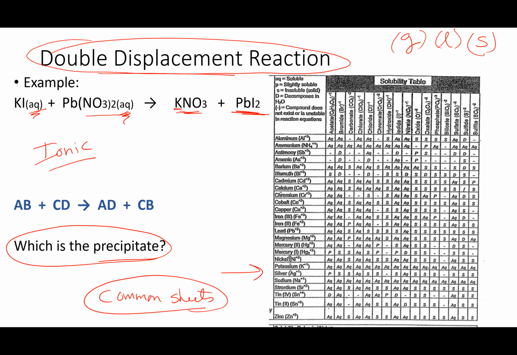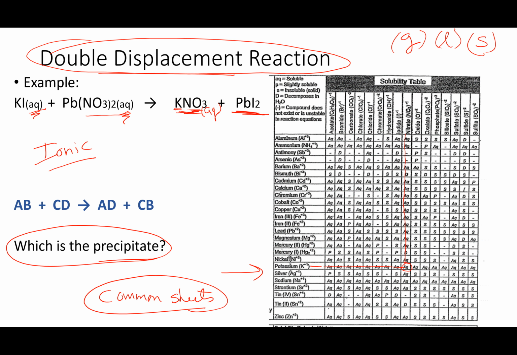If I have potassium nitrate, let's see if that's going to be aqueous or precipitate. So I'm going to look up potassium. Here's potassium. And I'm going to look up nitrate, NO3. And I'm going to see where potassium and nitrate mix, and those go right there, and it says AQ, aqueous. So potassium nitrate, when those two bond, that's aqueous. So that will not be my precipitate.